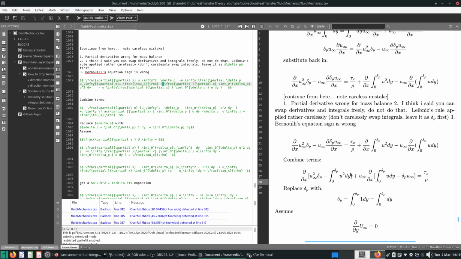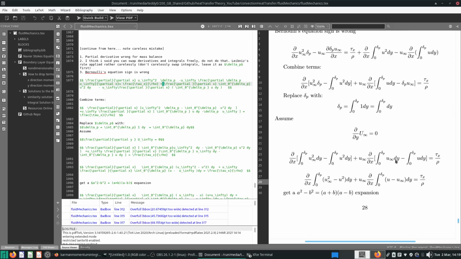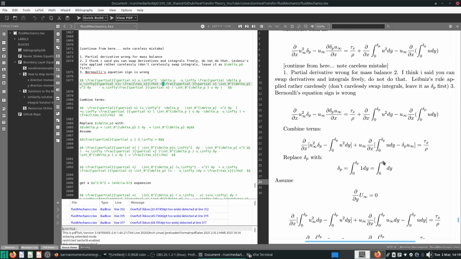Now number 2, we then combine these things together. All right. So thus far, this is how the derivation was being done.